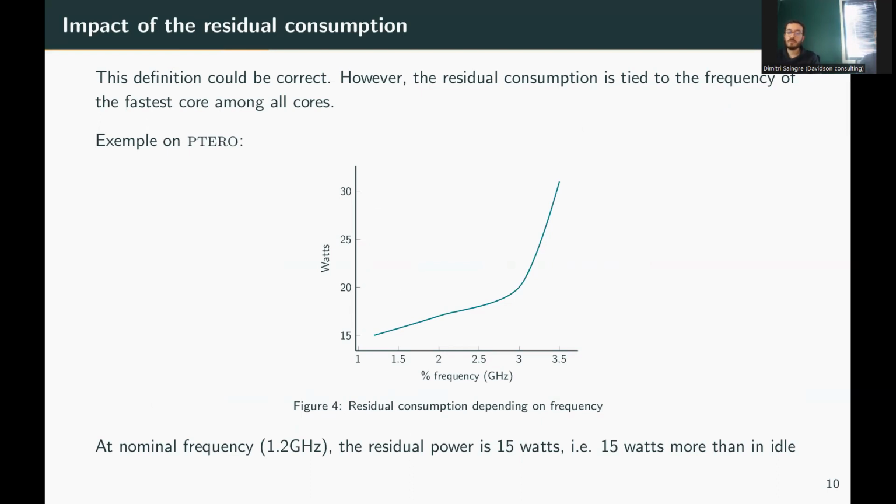This residual consumption between 0 and 1 core is actually tied to the frequency of the fastest core among all cores. You may know that cores can work at different frequencies, but the residual consumption is linked to the frequency of the fastest core. So we can see here the frequency of the fastest core and the residual consumption in watts, and you can see that it increases with the frequency. At nominal frequency, the residual is 15 watts, and actually it's 15 watts more than idle, just because we start the first core.